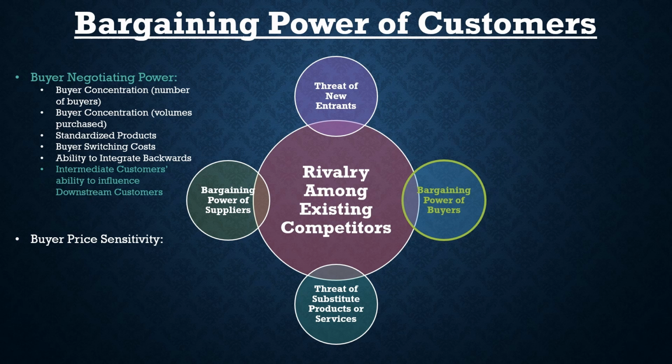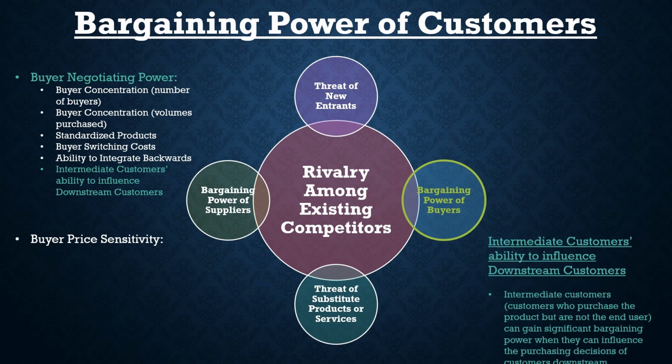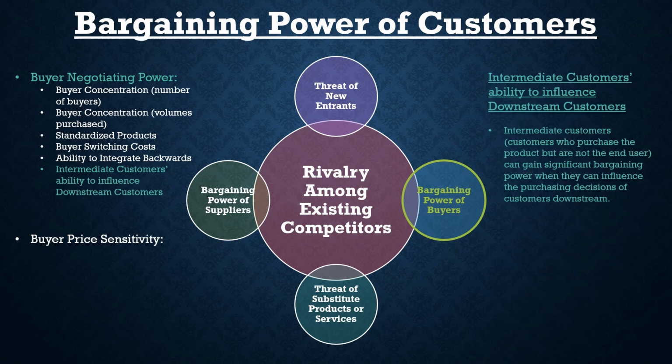The next point to consider within buyer negotiating power is the intermediate customer's ability to influence downstream customers. Intermediate customers, in other words customers who purchase the product but are not the end user, can gain significant bargaining power when they can influence the purchasing decisions of customers downstream.